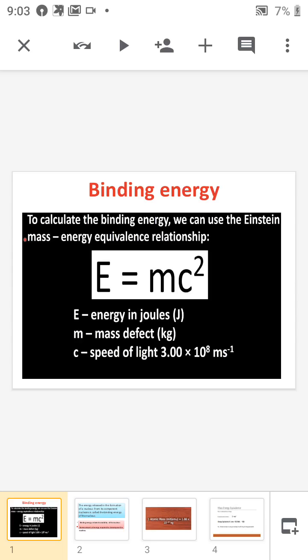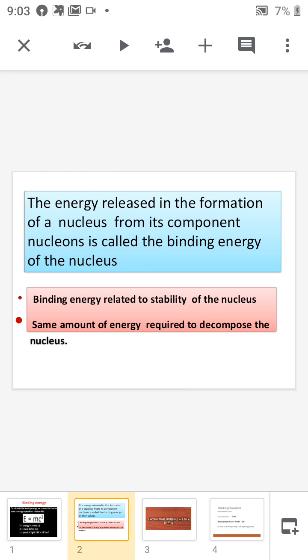We have to study the definition of the binding energy, which is very important and a frequently asked university question. The energy released in the formation of the nucleus from its component nucleons is called the binding energy of the nucleus. Then what is the role of the binding energy? The binding energy is directly proportional to the stability of the nucleus. As the binding energy of the nucleus increases, the stability of the nucleus also increases.